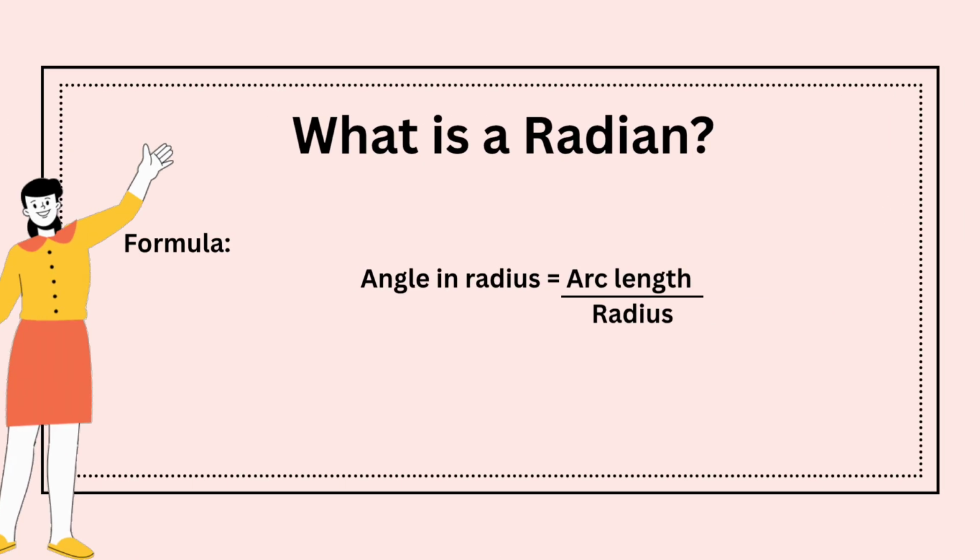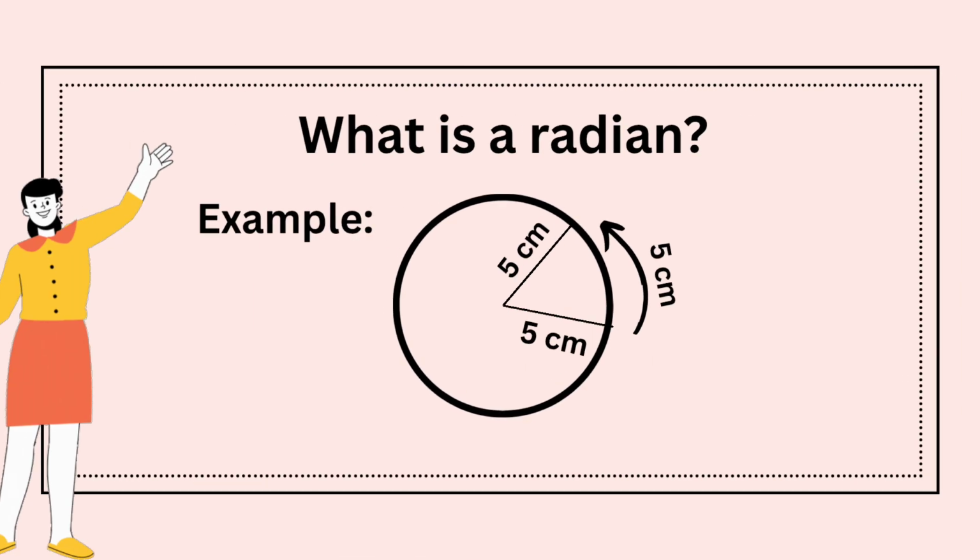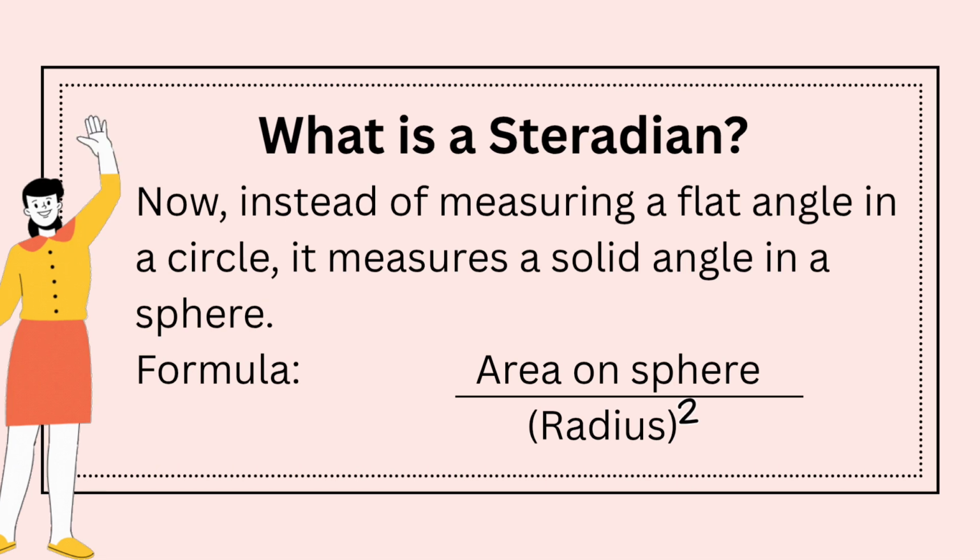The formula for calculating angle in radians is arc length upon radius of the circle. Example: if the radius is 5 centimeters and the arc is 5 centimeters long, the angle is equal to 1 radian.